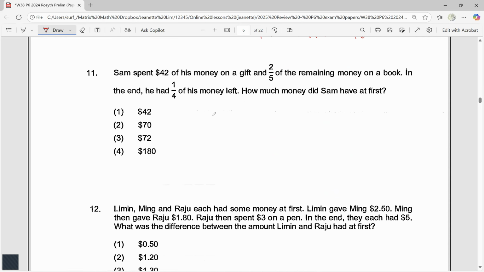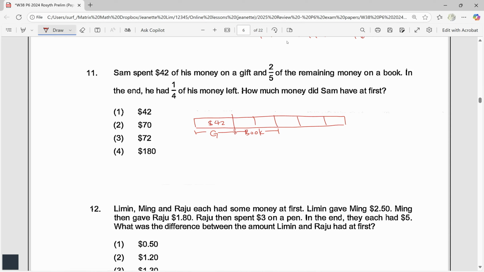Question 11. Sam spent $42 of his money on a gift and 2/5 of the remaining money on a book. In the end, he had 1/4 of his money left. How much money did Sam have at first? Okay, so firstly, this is the total amount of money. He spent 42 on the gift. And then we have 2/5 of the remaining money. So we cut it into 5 units. So this is for the book. This is for the gift.